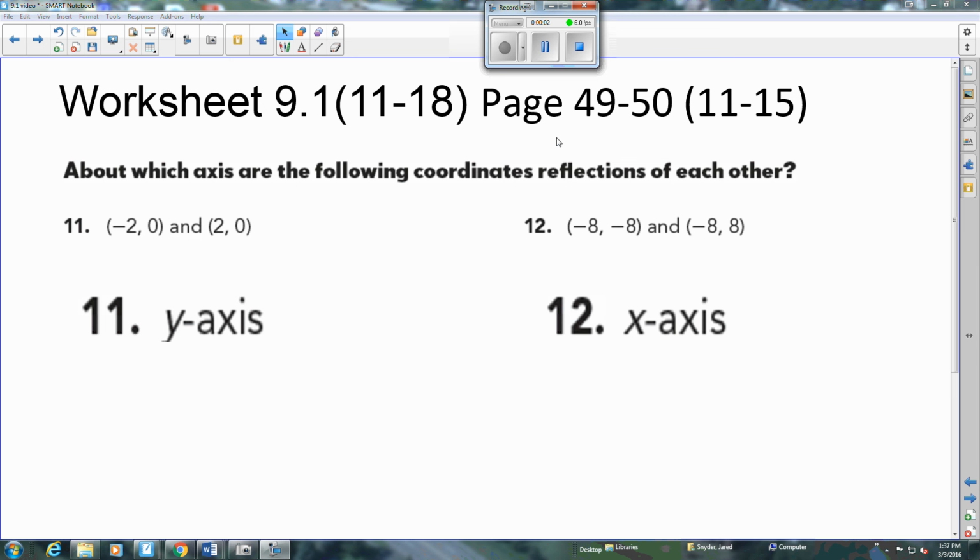Okay, this is the homework 9.1, 11 through 18, pages 49 through 50, 11 through 15. About which axis are the following coordinates reflection of each other? If we go from -2 to 0 and then 2 to 0, we're going over the y-axis because we're only changing the x value. Same thing here, -8 becomes 8. We're only flipping over the x-axis.